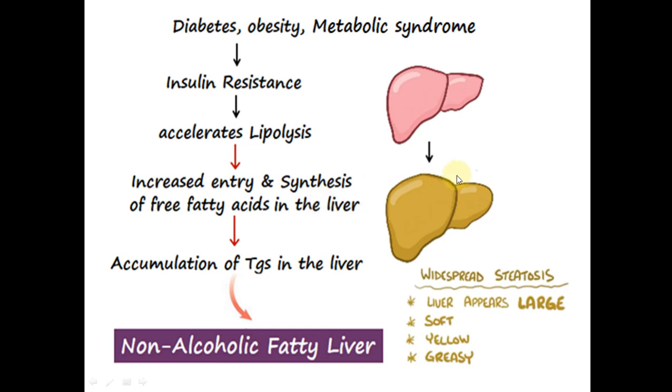Now, what happens in a liver with excess fat accumulation is that the liver is enlarged, its size is increased, it becomes soft due to the excess amount of fats, its color becomes yellow due to the presence of fats, and it becomes greasy or oily in gross appearance.